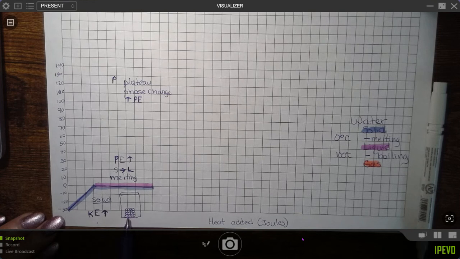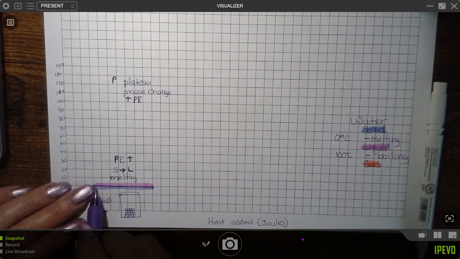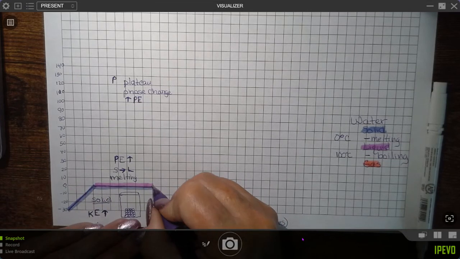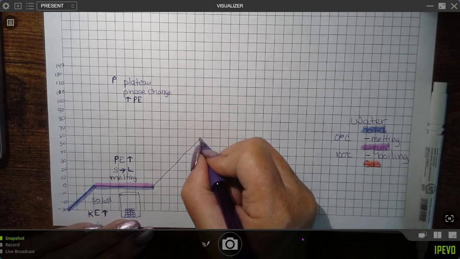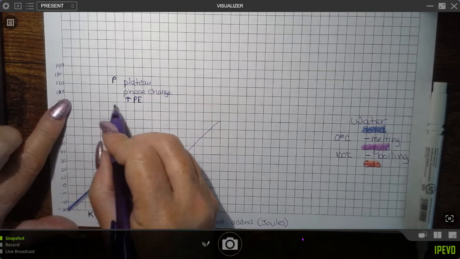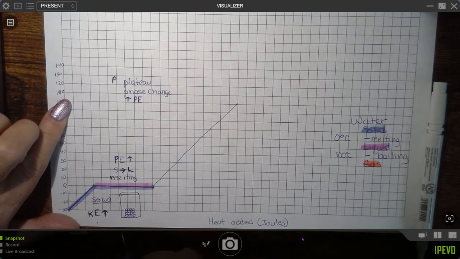What's happening to these particles is they're moving just a little bit until they break free from each other just enough so that they're in the liquid phase. Once we get all of our molecules converted from solid to liquid, our temperature is going to start to climb again, from 0 degrees Celsius to 100 degrees Celsius.